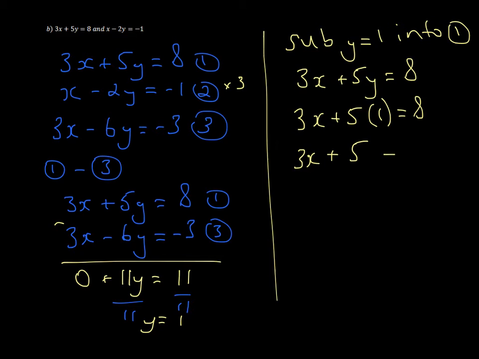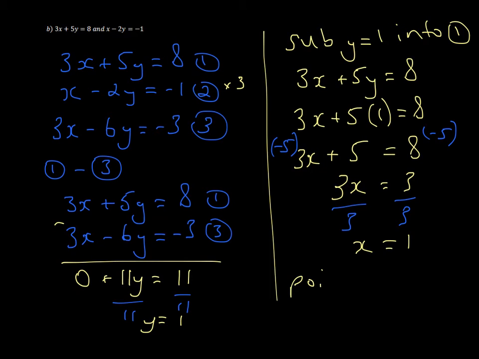Expanding that out, 5 times 1 is 5. We need to get rid of the 5 to the other side, so we need to subtract 5 from both sides. So we get 3x equals 3. And I think you can see what x will equal. So once again, you can check that it is our point of intersection, but we can say that it is 1, 1.